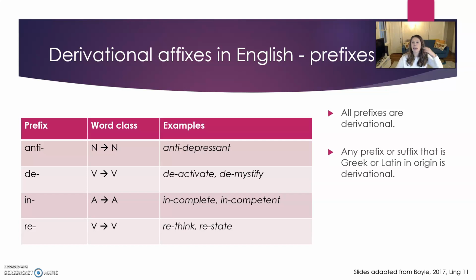Derivational affixes, as I said, can be both prefixes and suffixes. So any prefix or suffix that is from Greek or Latin originally is going to be derivational, right? So here you have a couple prefixes like anti, de, in, re, and you have example words here. And you can see how sometimes it changes. Not in these cases. In our suffixes, we'll see how derivational affixes can change the word class, right? In prefixes, you can see that they stay the same.